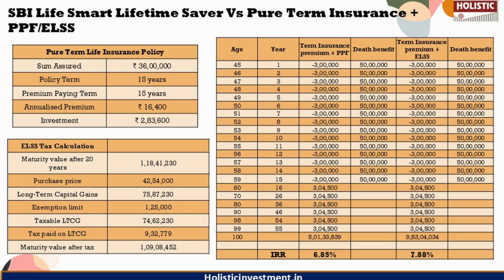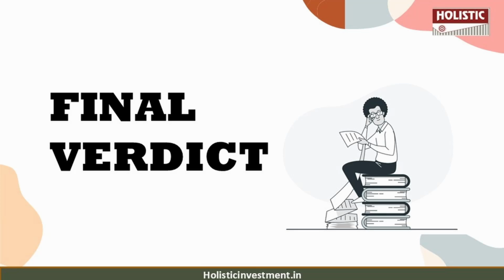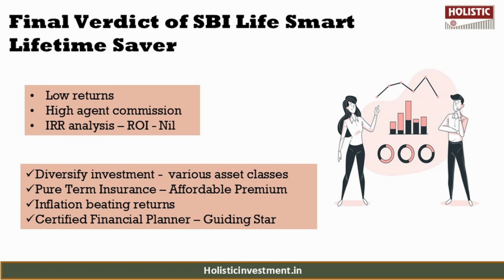Also, you have liquidity in these investments. Either you can utilize the corpus for any of your financial goals or shift your funds to better yielding products in the long run. So what is the final verdict on the SBI Life Smart Lifetime Saver Plan? Is it worth investing or not? This policy offers survival benefit every year after the end of the premium paying term and also provides a lump sum maturity benefit at the end of 100 years. All these benefits include both guaranteed and non-guaranteed portions.